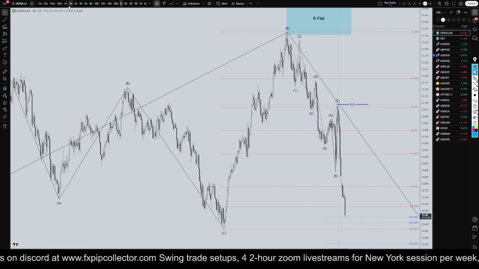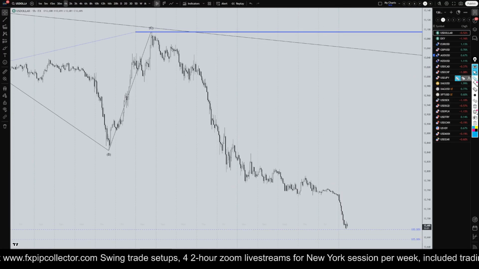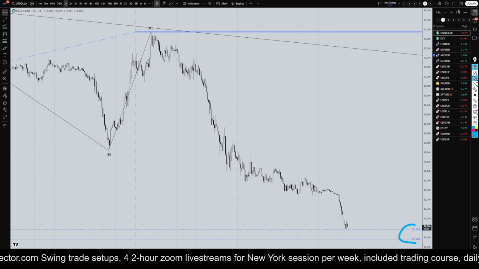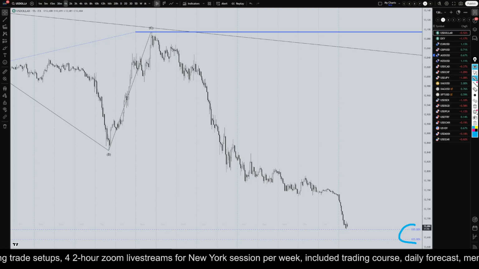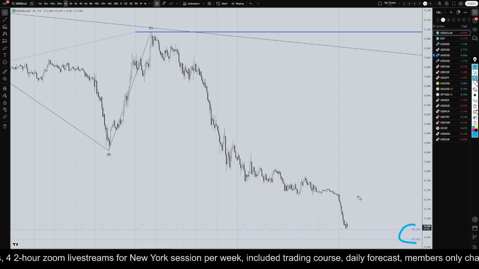So, keeping all that in mind, going down to the 1 hour time frame, we are potentially at the 100% Fibonacci extension, which could be an area of support, possibly could cause a bounce right here.